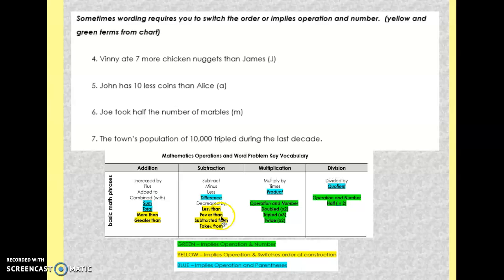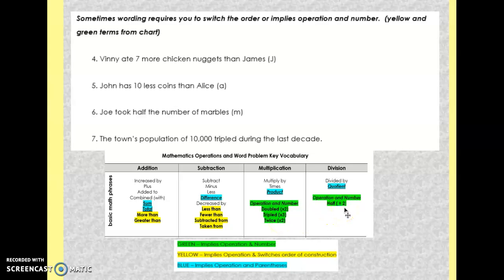Then we looked at some green terms. These are the words that have implied operation and number. So when we look to double something, we are multiplying by 2. When we triple something, we're multiplying by 3. Twice, we multiply by 2.